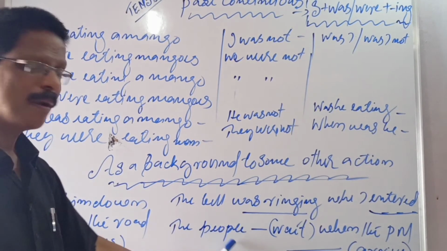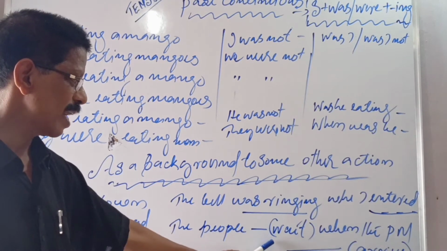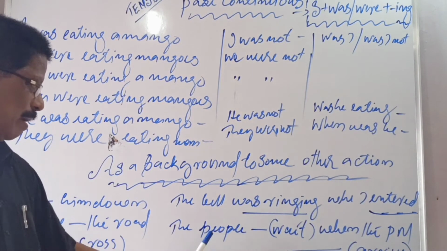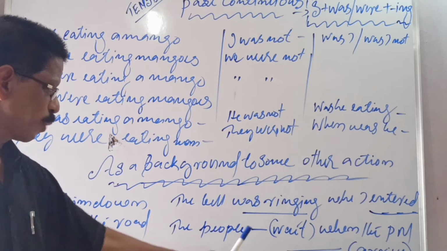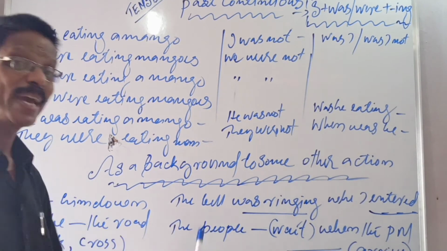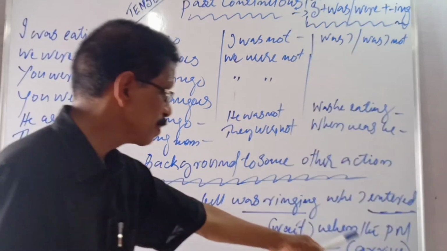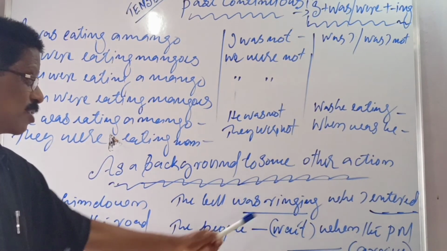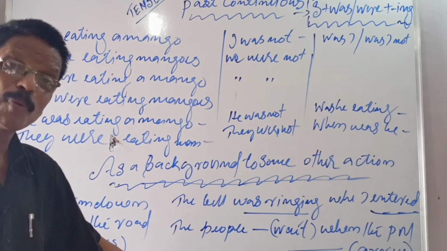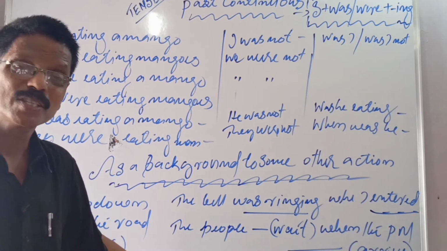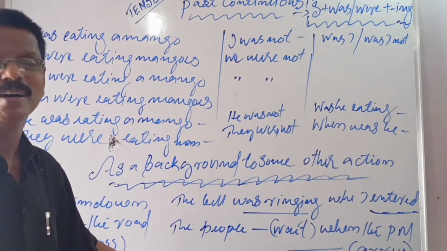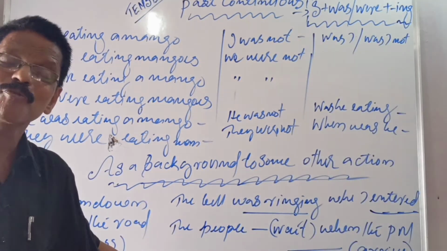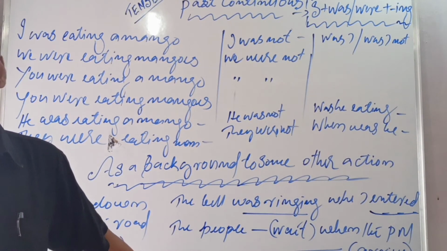For example, can you fill in the blanks? The people wait at the station when the prime minister arrive. People, a large number of people, the crowd. Is it wait? No. They were waiting when the prime minister arrived. He arrived at that time. The people were waiting at the station when the prime minister arrived. When he arrived, a large number of people were waiting, going on waiting. See, they are waiting, going on, before and after.